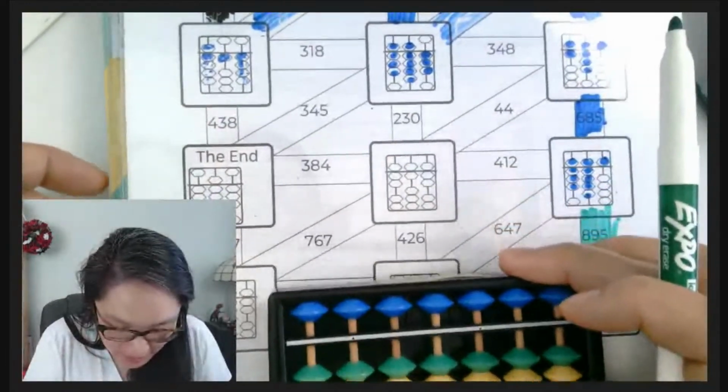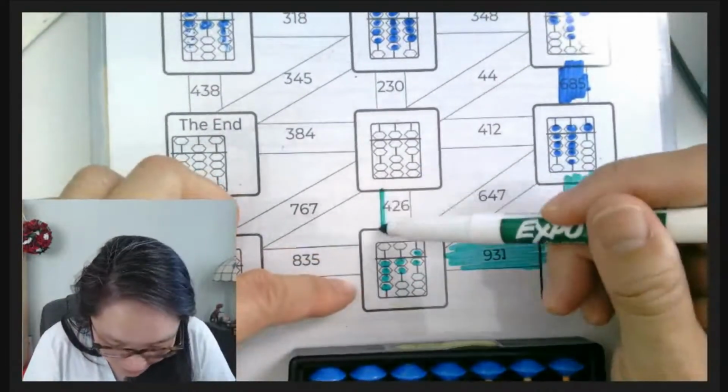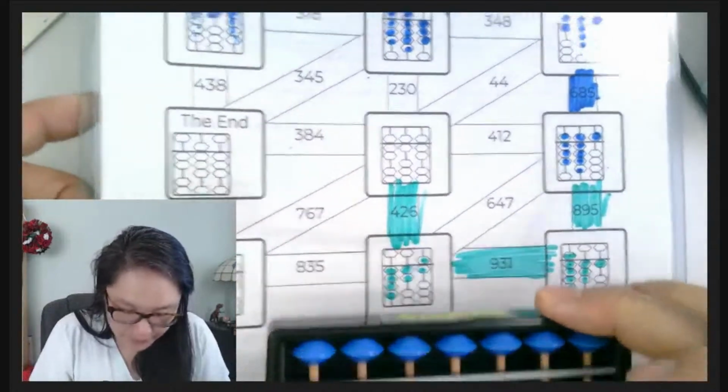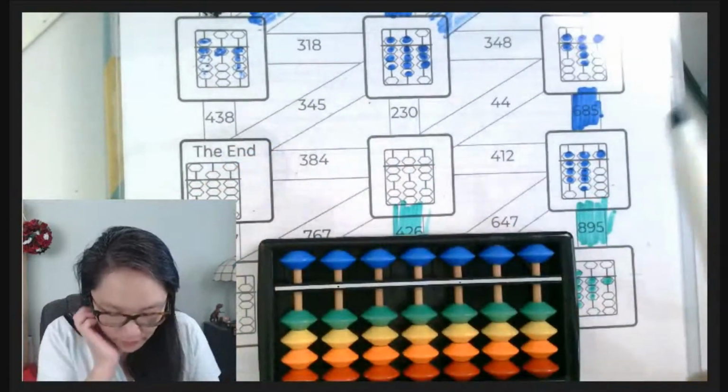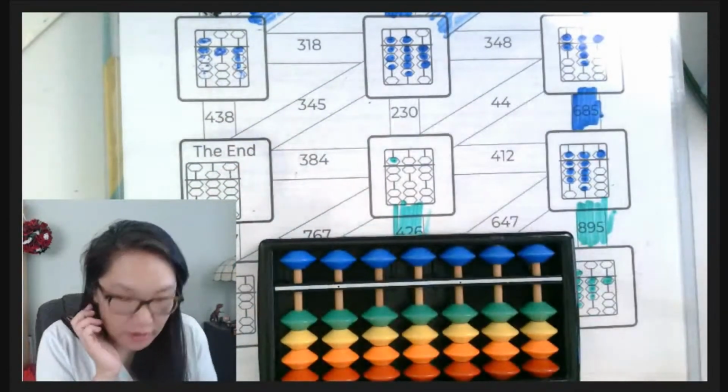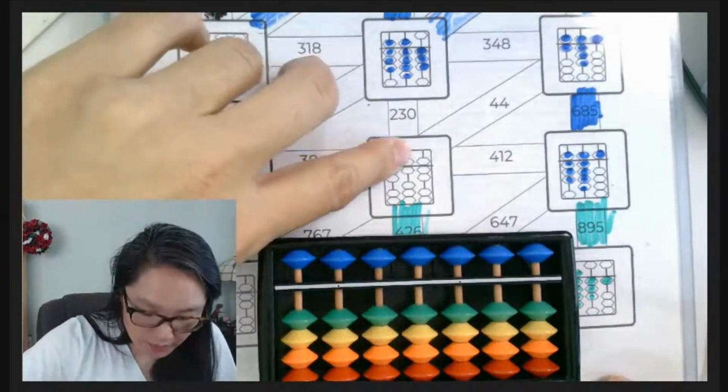Makes sense. Easy to use. Oh, 4. I have to color this in. So, great, we have this number. Okay, you know what? I'm not going to color it in.